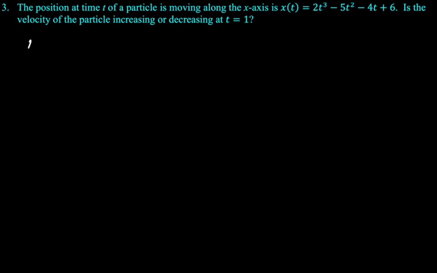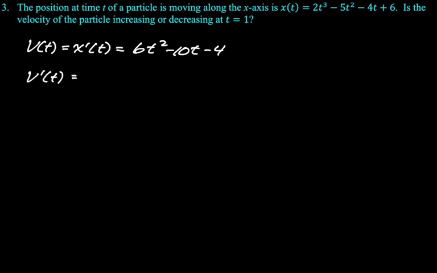So first, I'm going to find velocity. Velocity is the derivative of position. We have to say that if we want all the points. And then there's just the power rule. So 6t squared minus 10t minus 4. Now I want to know if the velocity is increasing or decreasing, which means I need to know if v prime is positive or negative. V prime is the acceleration, but I don't really need that for this. So I'm just going to say v prime and power rule this thing, get 12t minus 10.